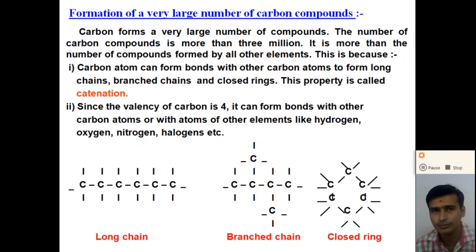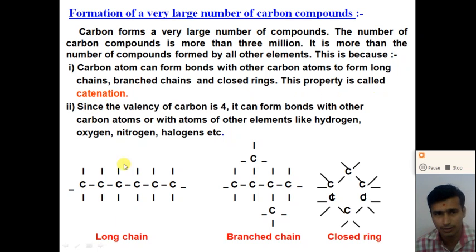Now, formation of a very large number of carbon compounds. Carbon forms a very large number of compounds. The number of carbon compounds is more than 3 million, more than the number of compounds formed by the other elements, right? Why? This is because a carbon atom can form bonds with other carbon atoms to form long chains, branched chains and closed rings. This property is called catenation.